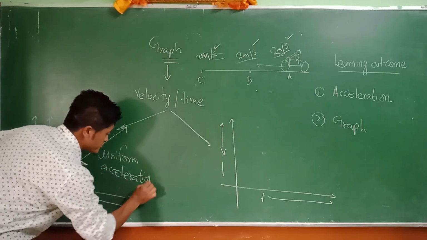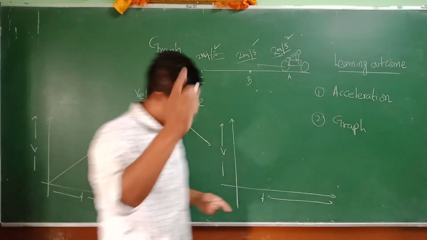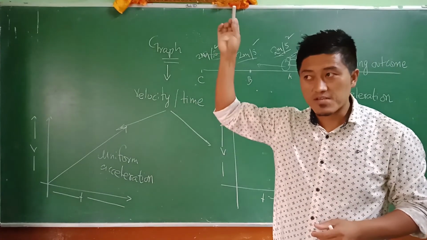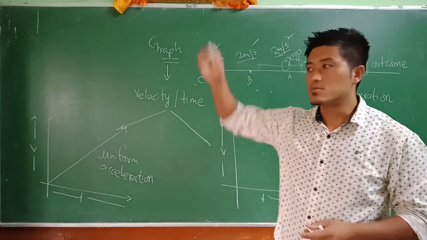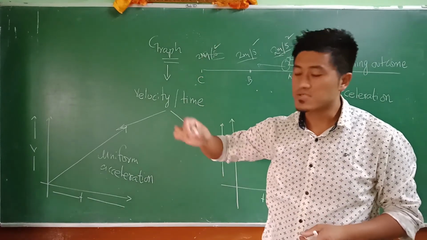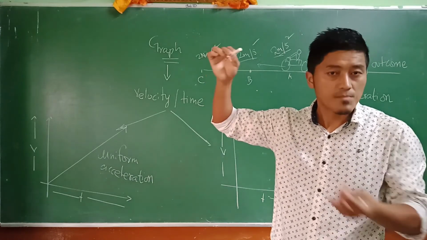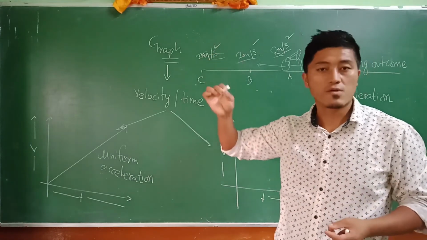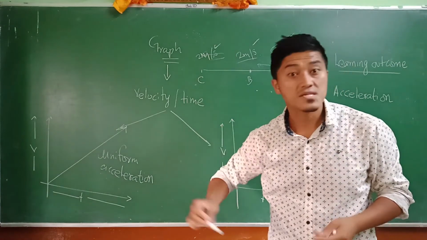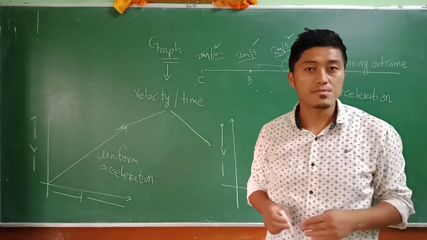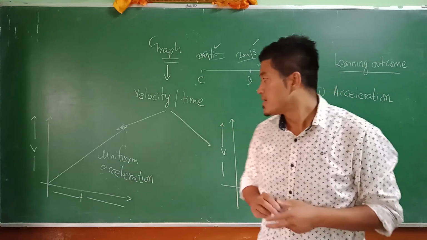Uniform acceleration. For example, an object is falling down from the sky. For example, this chalk is falling down. Regardless of the object, because there is a presence of gravity, it is going to fall down, and it will fall at a constant acceleration. Normally, in the case of Earth, this is 9.8 meters per second square. We know that, right?